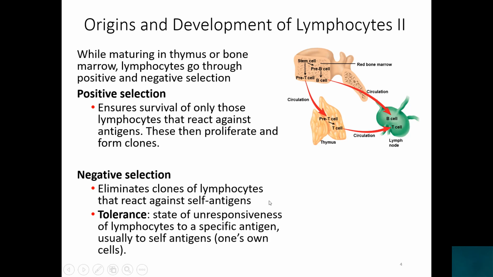So all the lymphocytes that try to attack our own cells will be destroyed in bone marrow or thymus, and that is called negative selection. Sometimes when something is going wrong with the process of negative selection and lymphocytes gain the ability to attack our own cells, that would be autoimmune diseases.